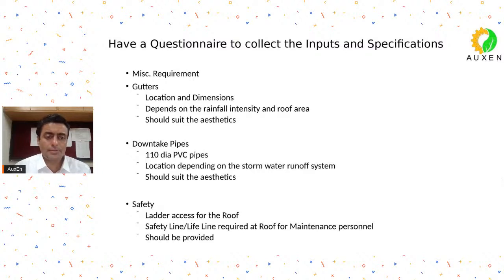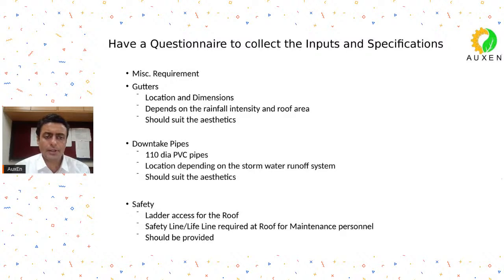So downtake pipes take the storm water, rainwater from your gutters to the stormwater line on the ground. The junction between gutters and downtake pipes may leak, or that junction is not done properly. Almost all the sheds you go to, there's always this problem about the gutters and the downtake pipes. So it's very important that you provide proper sized downtake pipes and proper sized gutters.